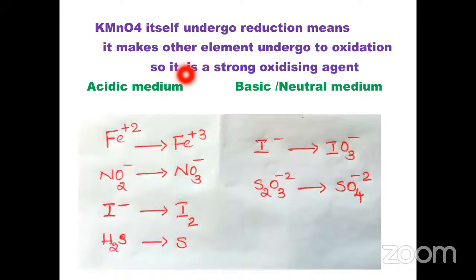KMnO4 itself undergoes reduction, which means it makes other elements undergo oxidation, so it is a strong oxidizing agent. In acidic medium, it oxidizes Fe2+ to Fe3+, NO2 minus to NO3 minus, I minus to I2, and S2O3 2 minus to SO4 2 minus.